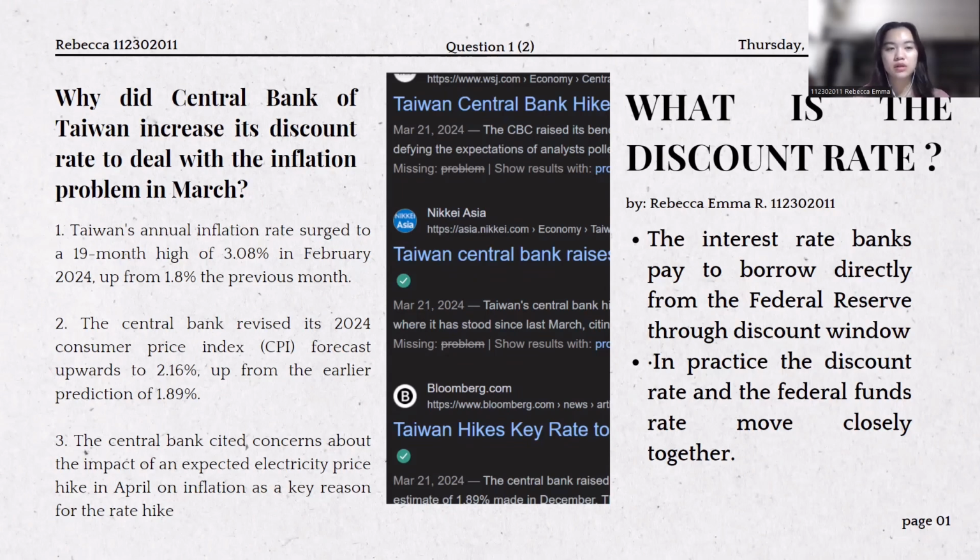Well, there is this issue: the Central Bank of Taiwan increased its discount rate in March to deal with the inflation problem. There are several factors for this. The first one is Taiwan's annual inflation rate surged to a 19-month high of 3.08% in February 2024, up from 1.8% the previous month. Second, the central bank revised its 2024 Consumer Price Index forecast upwards to 2.16%, up from the earlier prediction of 1.89%. Third, the central bank cited concerns about the impact of an unexpected electricity price hike in April on inflation as a key reason for the rate hike.